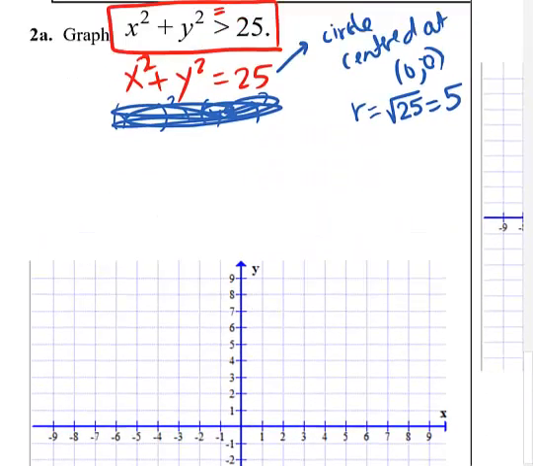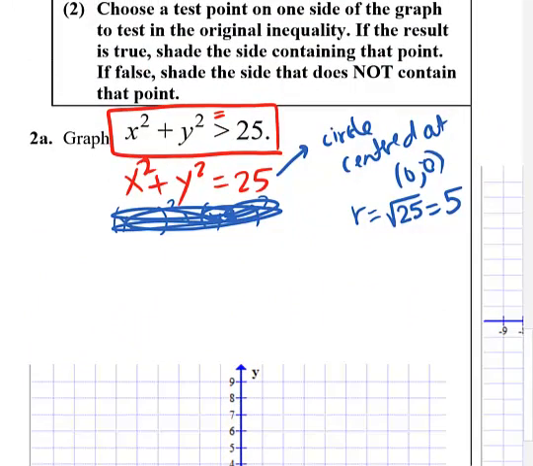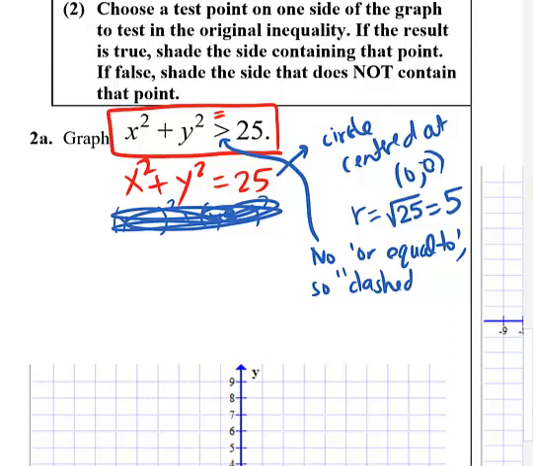I'm just going to graph a line that has a circle of radius 5, or not a line, sorry. Graph the circle of radius 5 centered at the origin, but the same thing goes, since there's no or equal to here, it's going to be a dashed circle. No or equal to, so it'll be a dashed, that sounds weird, dashed circle, but yeah. So don't draw a solid circle, make it kind of dashed.